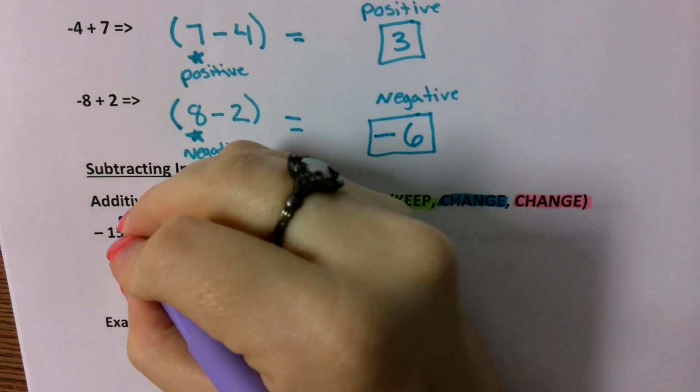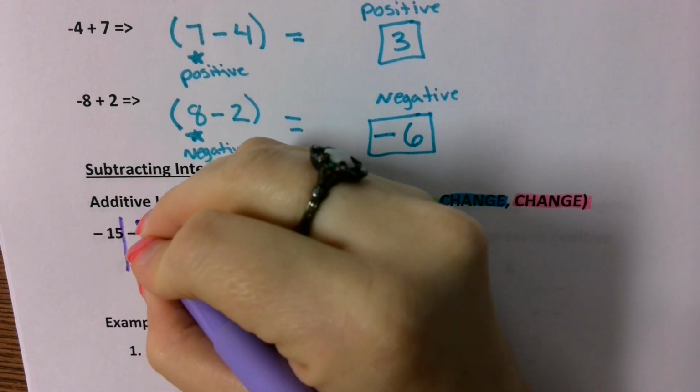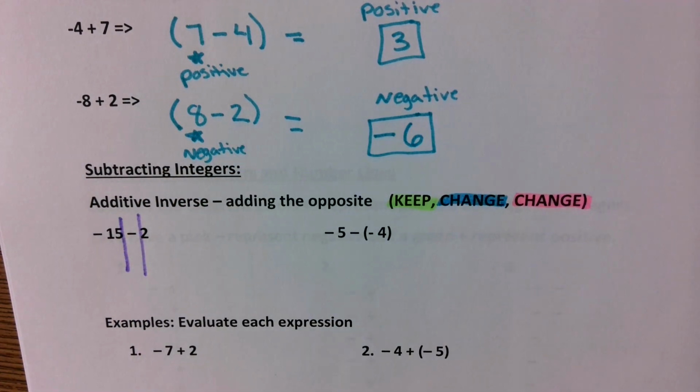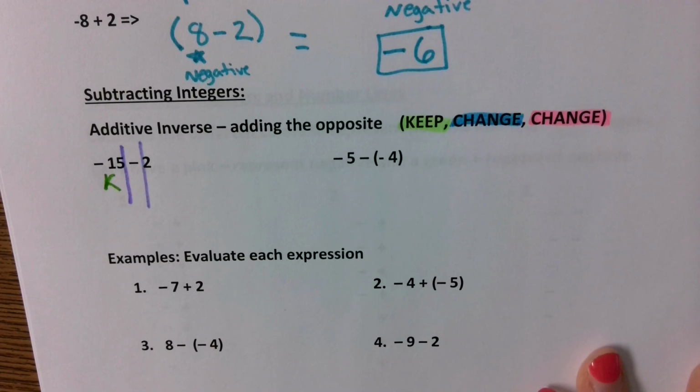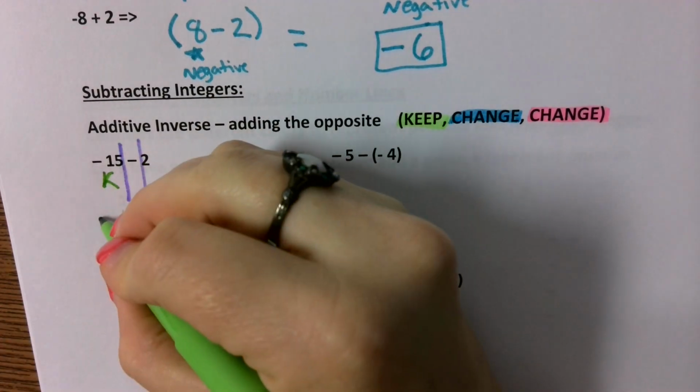So we're going to split this up. We have negative 15 minus the 2. Split it up into your sections here. We're going to go ahead and keep the first number just as it is. I'm going to put a K under it to show that I'm keeping. That's going to stay in negative 15.